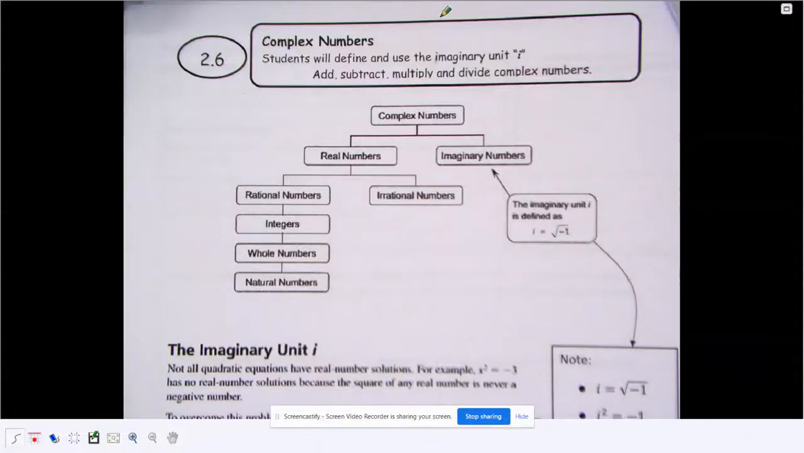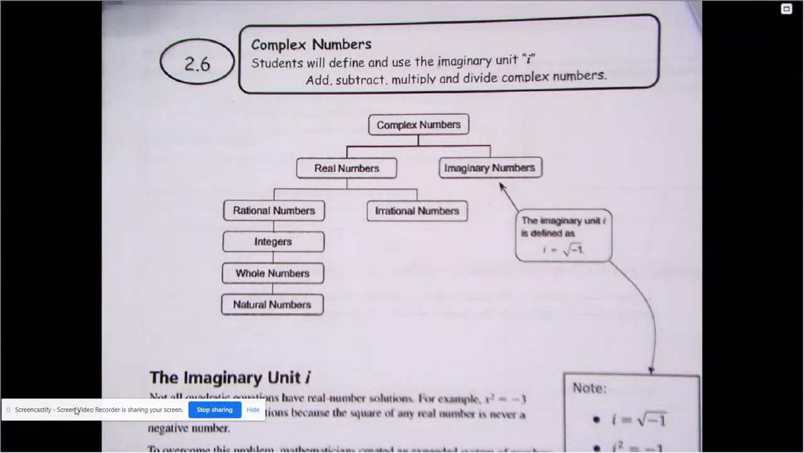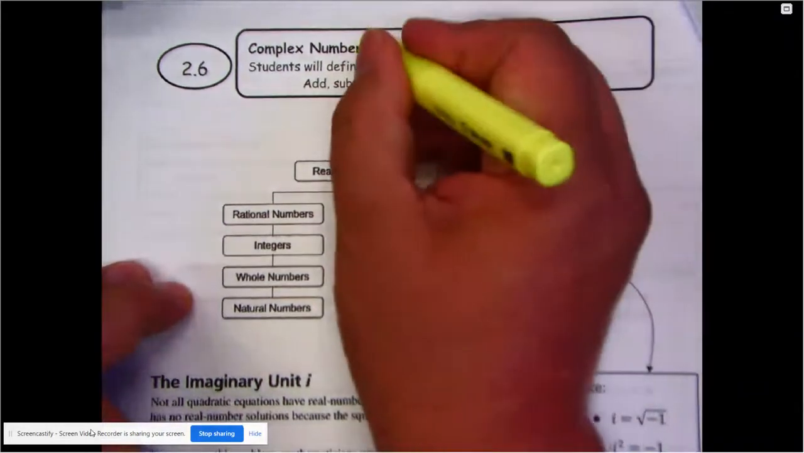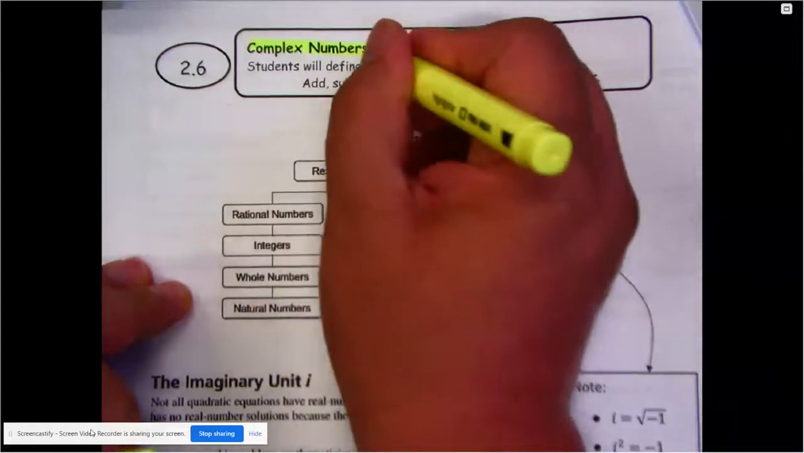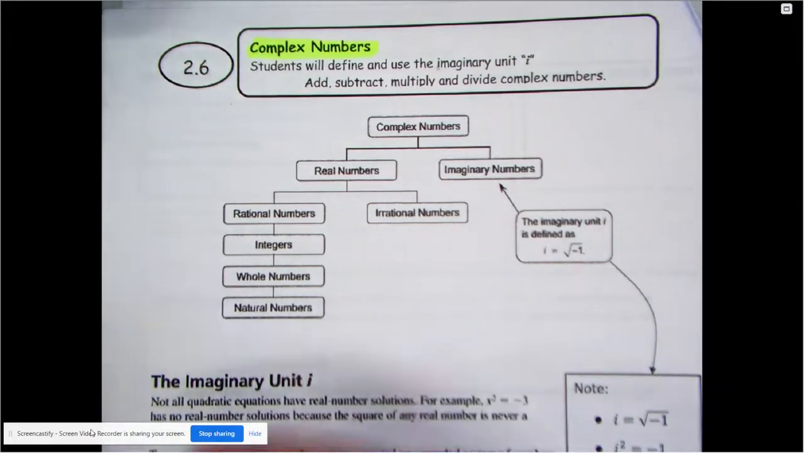All right. So for today, we're also going to be talking about complex numbers in our notes for today. Now, complex numbers, as you can see on the top, it says students are going to define and use the imaginary unit i. So when we started this class, we talked about real numbers. And just about any number that you can think of, we said is considered a real number, whether it's positive, negative, fractions, anything else.